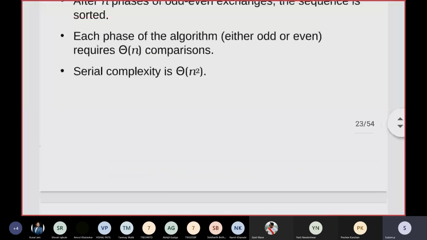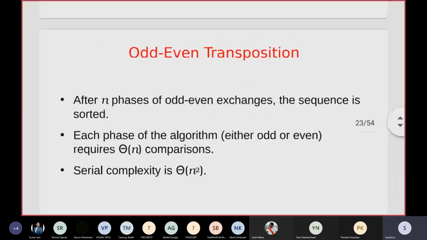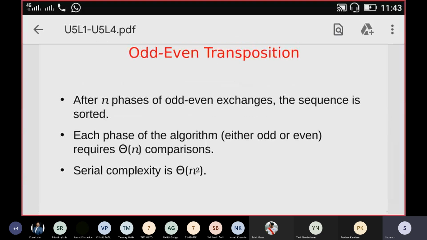Its parallel version we will discuss in the next lecture. We'll stop here. If you have any query, you can discuss.